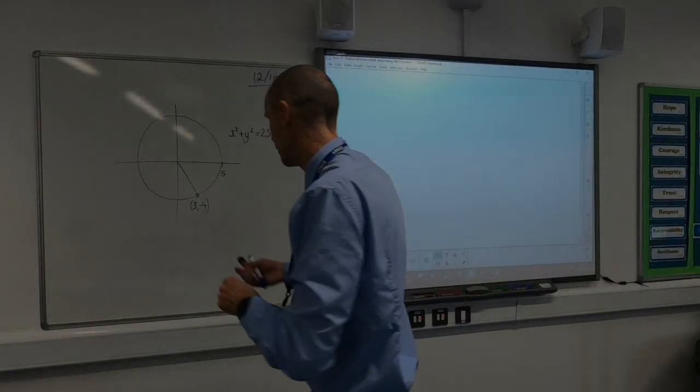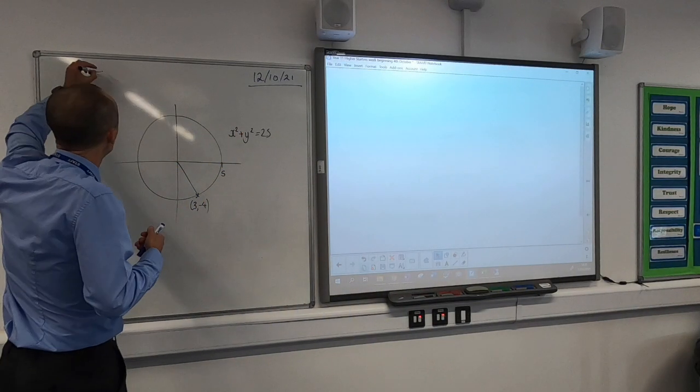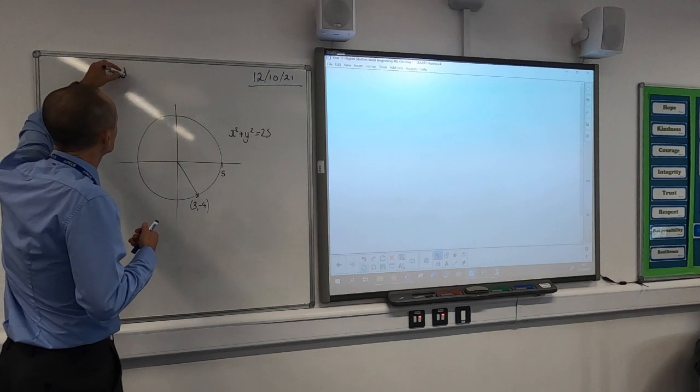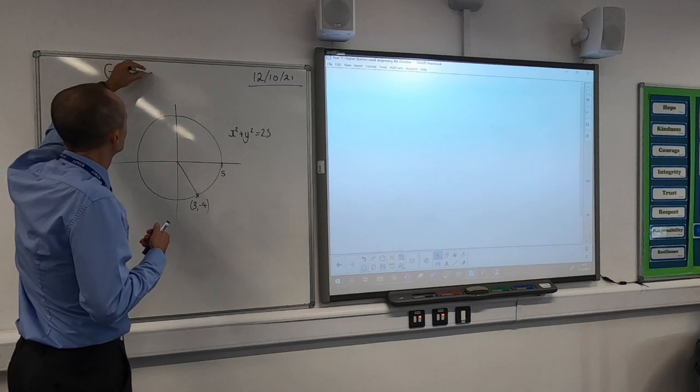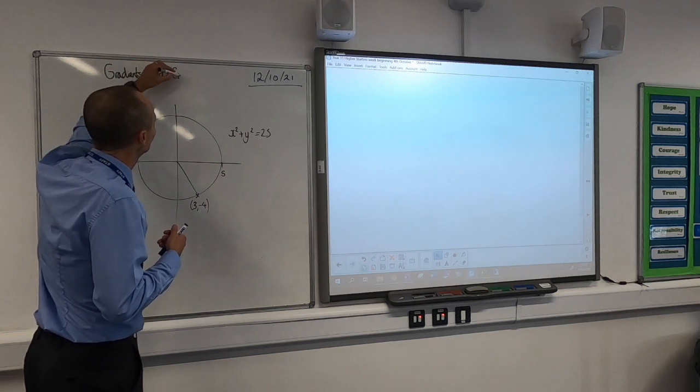So the first thing you need to do then is, under the objective, did we say gradients and circles? I think we called it gradients. Circles and gradients. Oh dear. Okay.